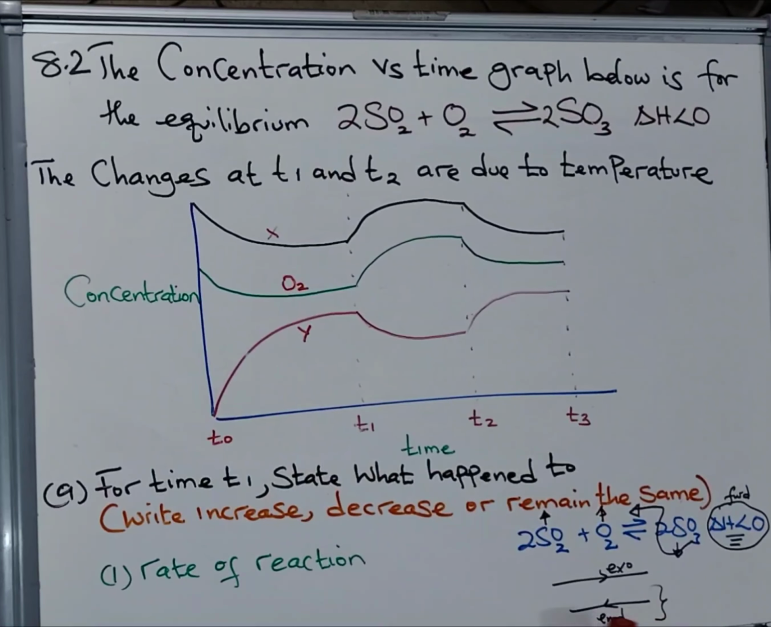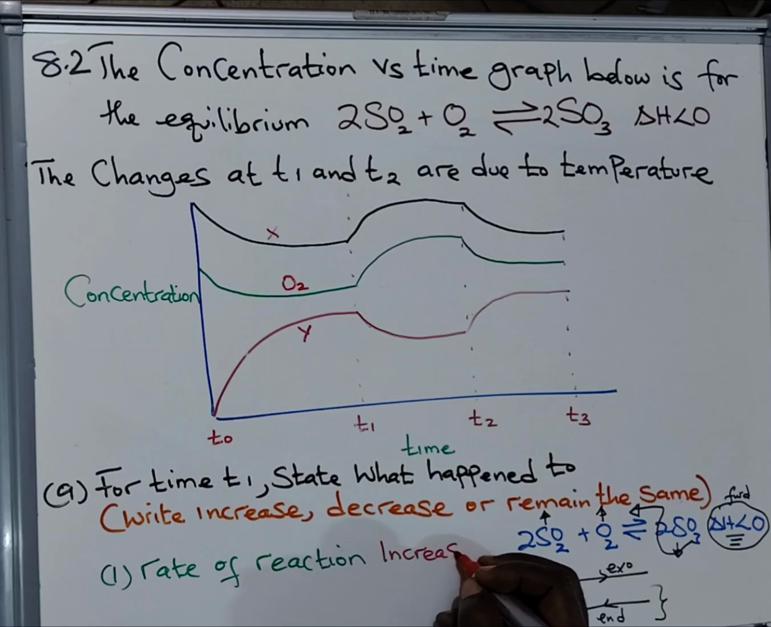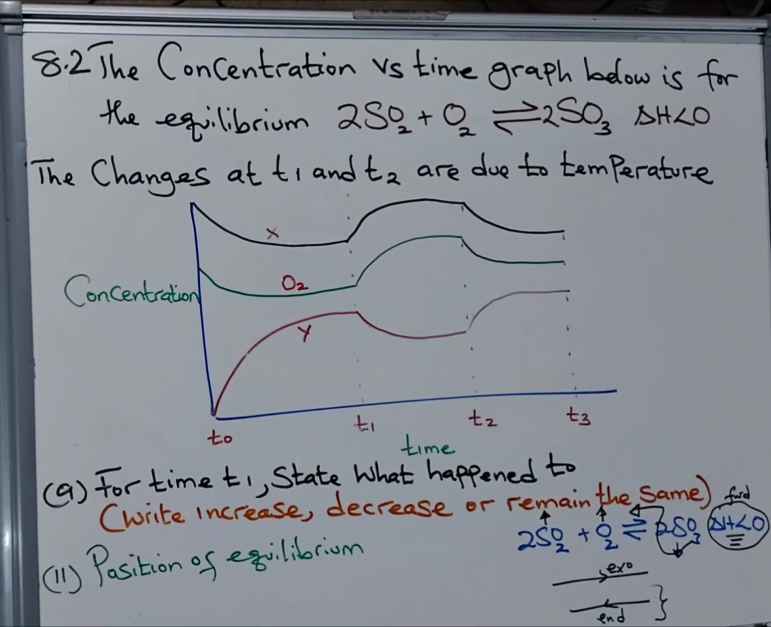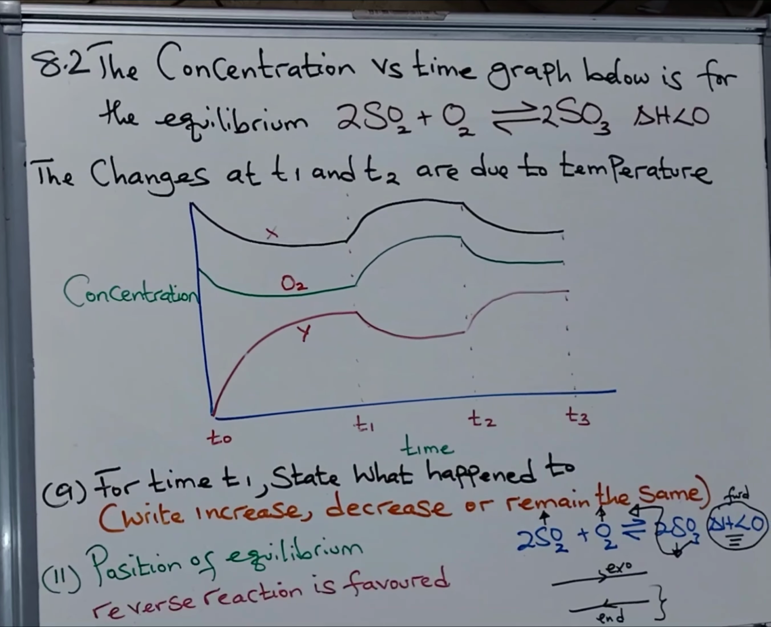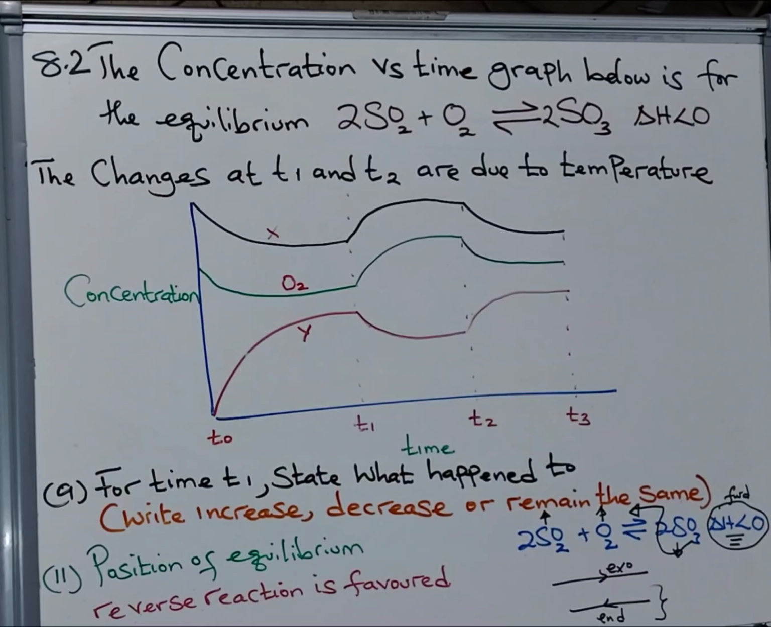And we know that increase in temperature increases rate of reaction. So what will happen to the rate of reaction? Answer is increase. Then comes here. What happens to the position of equilibrium? Here, we use the same working. And what did we see here? Reverse is favored. And that's the answer for this one.